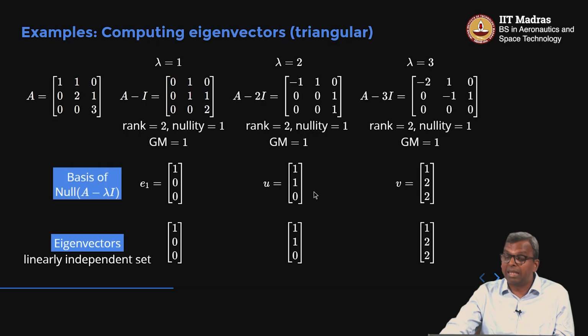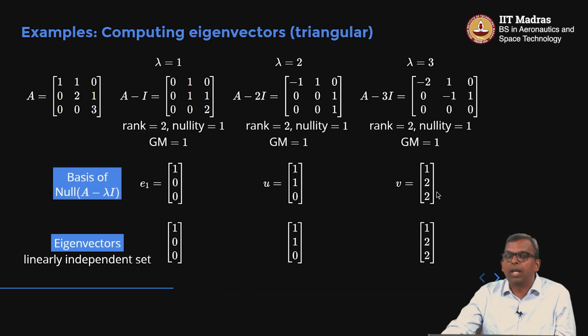What happens when lambda is 3? Something more interesting happens when you do lambda equals 3. A minus 3I is minus 2, minus 1, 0 on the diagonal, 1 1 here and remaining things remain the same. Once again rank is 2, nullity is 1, geometric multiplicity is 1, that is easy enough to see, there is no problem here. But then finding the eigenvector is slightly more involved and it turns out to be 1 2 2.